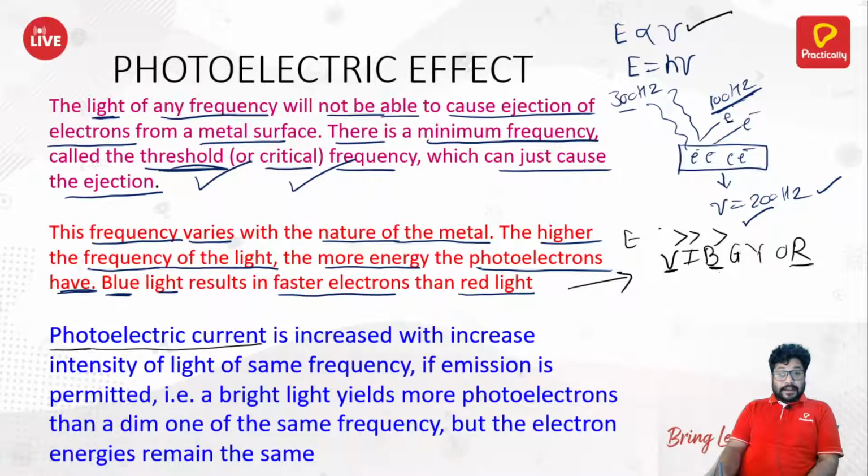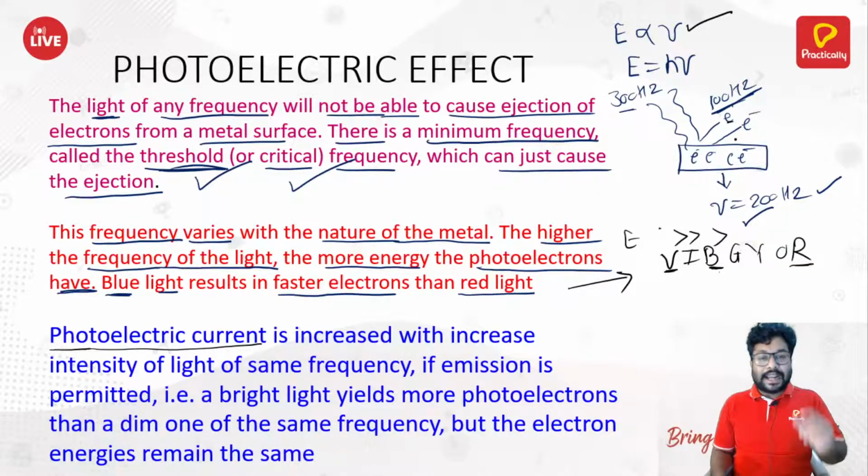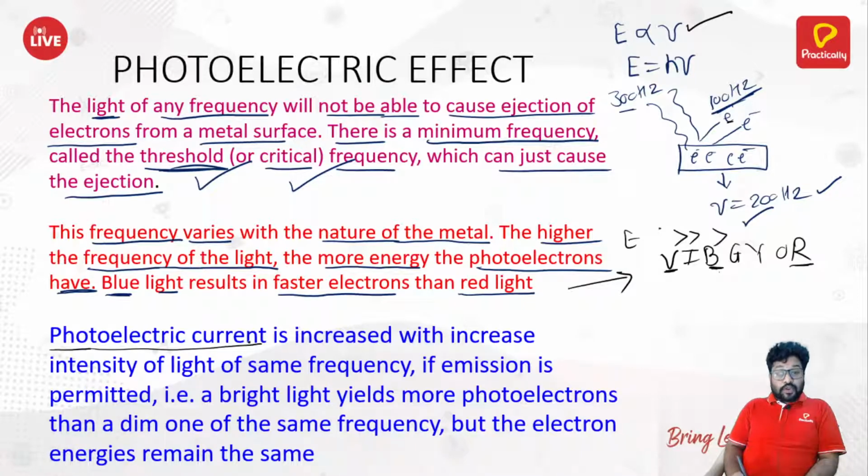Now, since that current is obtained by the electrons, which electrons? Photoelectrons. And that is why the current obtained by photoelectrons is called photoelectric current. Getting my point? So this photoelectric current increases with the increase in intensity of light. If you increase the intensity of light, the photoelectric current will also increase.